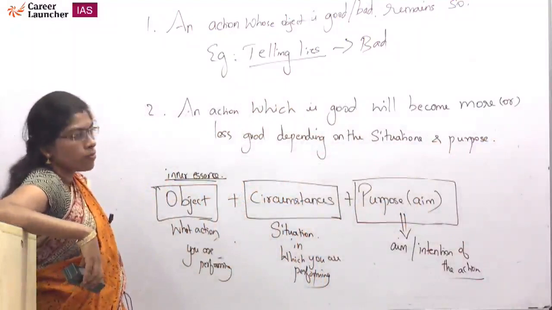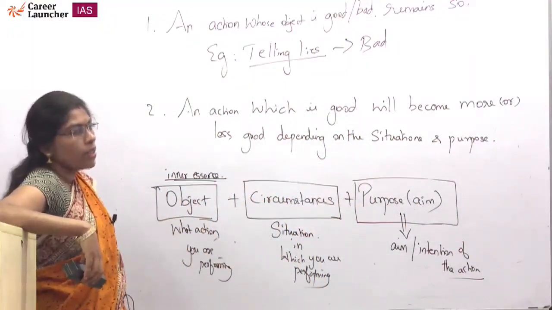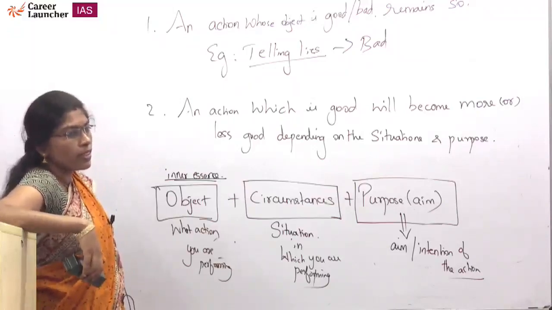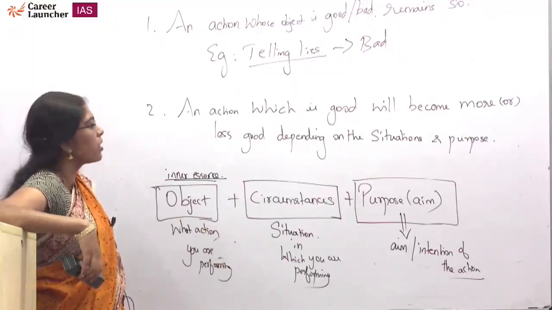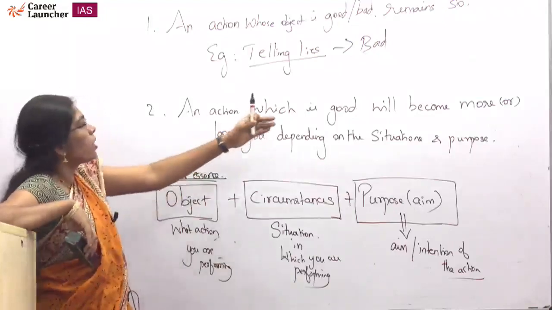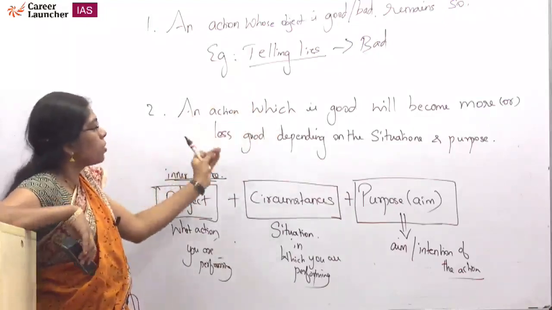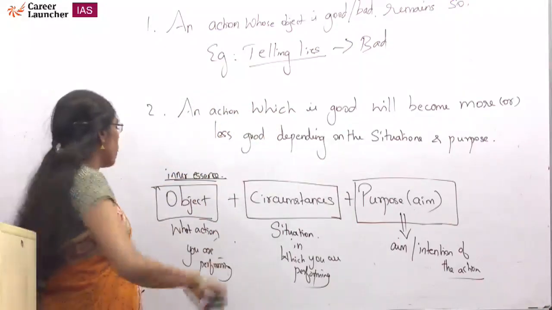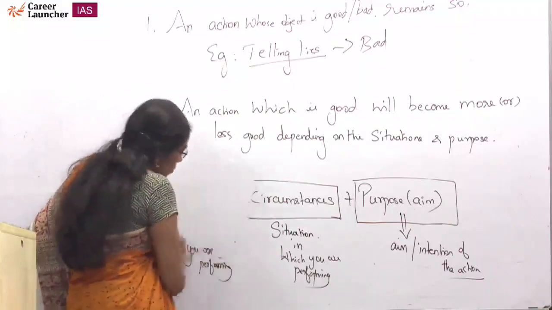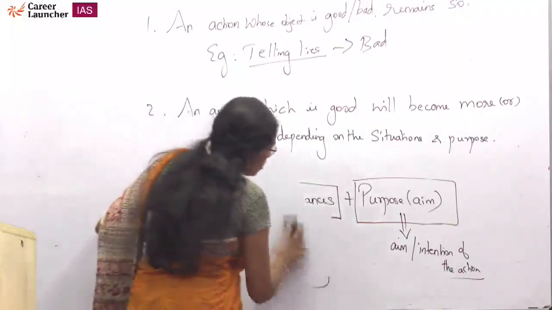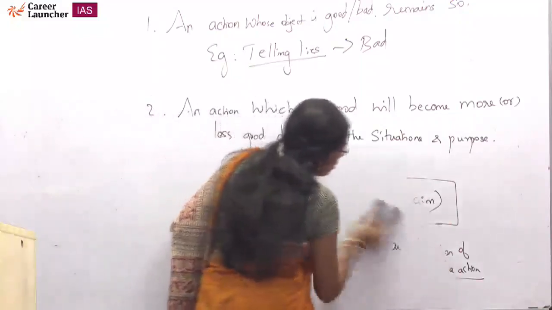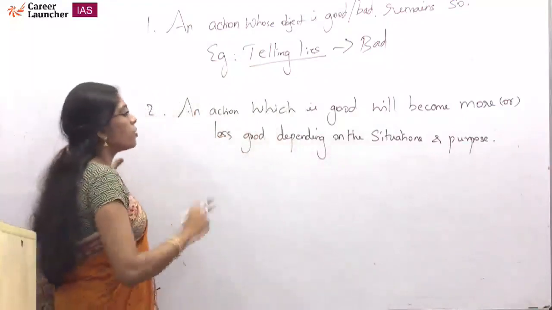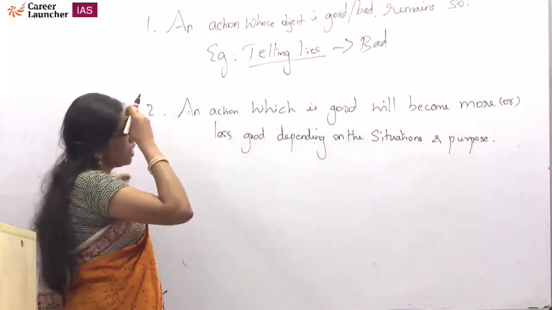So, in the first case, what is telling lies to save money? That is why I am coming to the second one. We will slowly go. Crawl, then walk, then run, jump, fly. So now, an action which is good will become more or less good depending on the situations and purpose. I am rubbing this also. I think you have done it. You have to use this when you are writing a case study. You have to say this like this. This is the analogy which is derived.